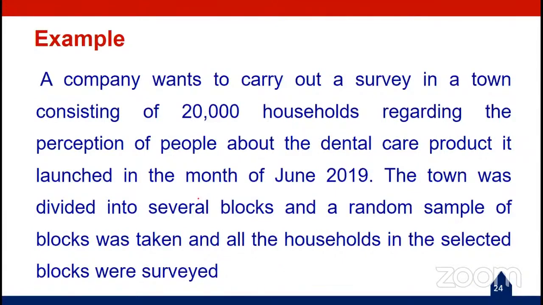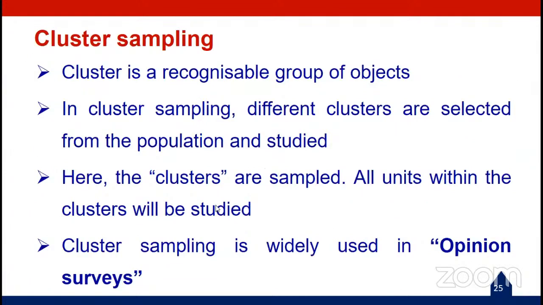Okay, here you need to pay attention that the sampling units are blocks. It is not the individuals. The sampling units are blocks. Blocks are nothing but groups or clusters. Okay, we are not selecting the individuals or the people, so we are selecting the group of people. So this sampling method is referred to as cluster sampling.